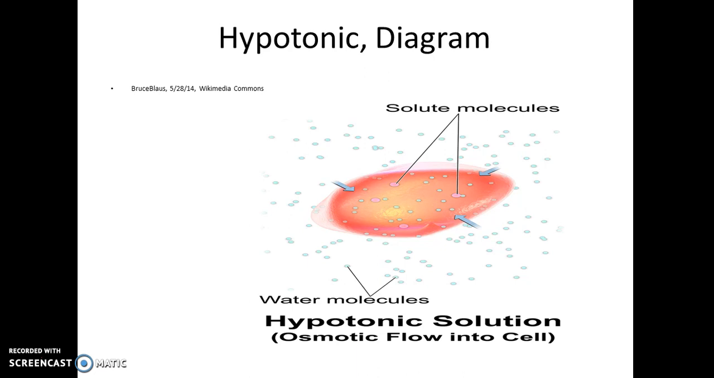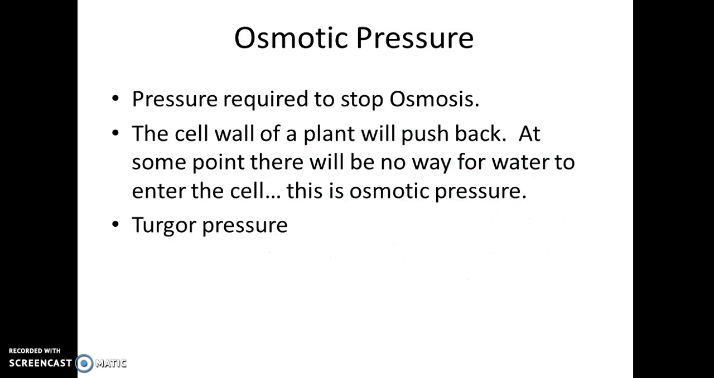From hypo to hyper. So the osmotic pressure is the pressure required to stop osmosis. A plant cell has a cellulose cell wall. Water molecules keep on going into the plant cell because it's in a hypotonic environment, in which the cell has a higher solute concentration or a low water potential compared to the environment. So water constantly enters the plant cell.